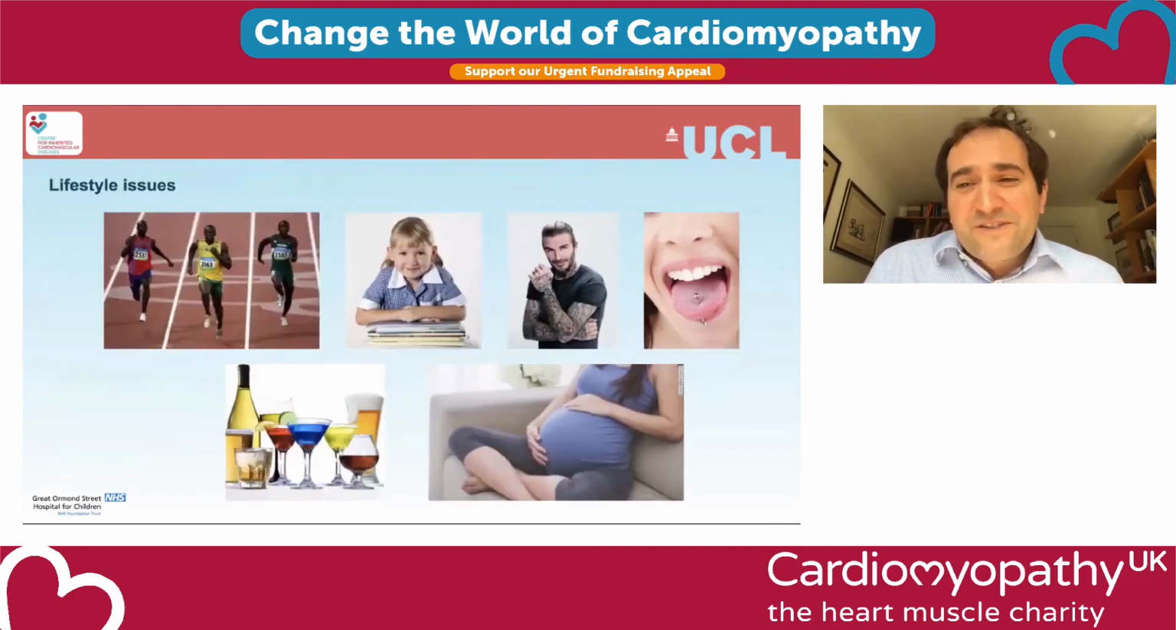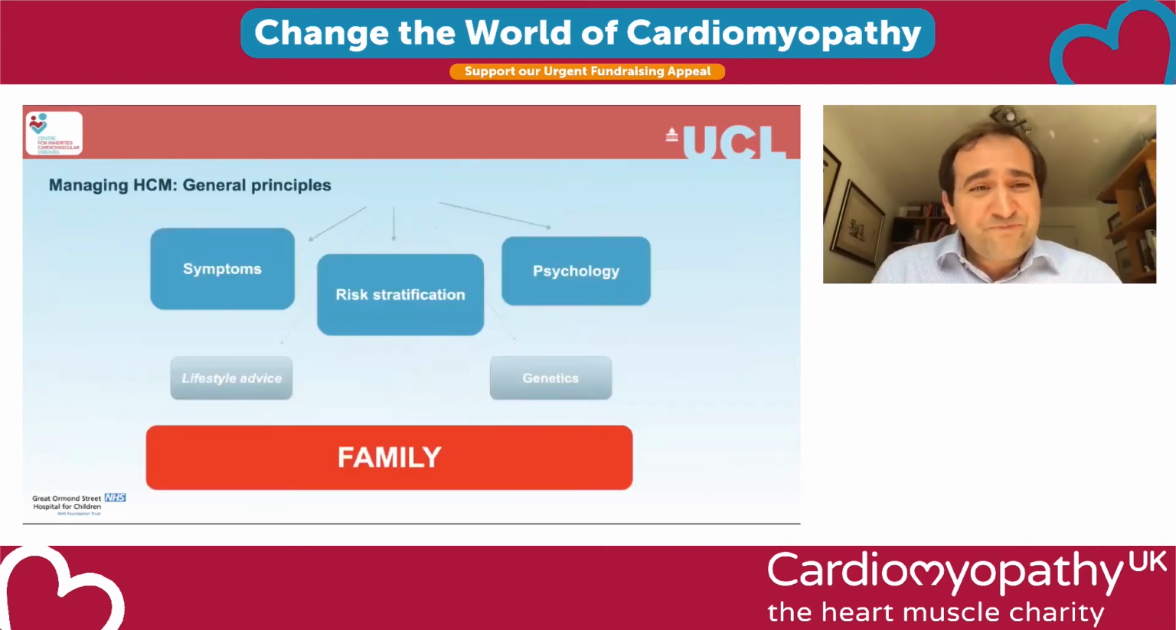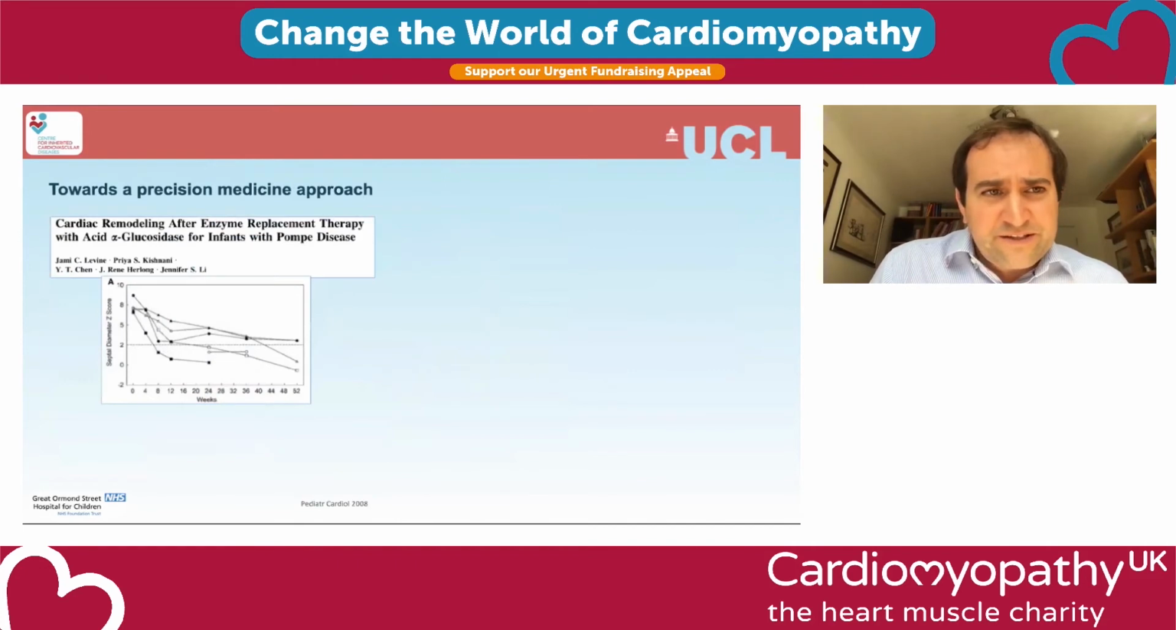We also have to think about lifestyle issues. So in some cases, we need to think about whether very competitive or strenuous activities are wise. We have to think about the impact that the condition can have on school life, but also on work for the parents. Things like tattoos and body piercings in some teenagers may not be the best idea, particularly if they have devices such as the defibrillator. We have to think about things like alcohol, pregnancy. So this is all part of the holistic management for these conditions.